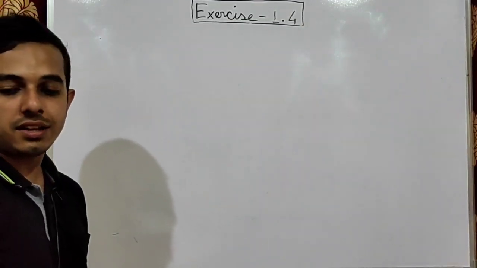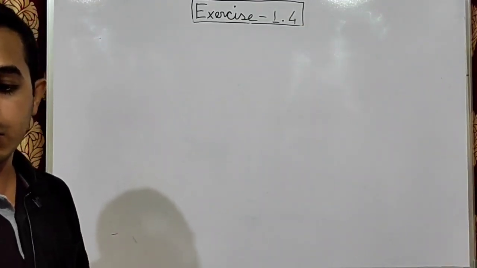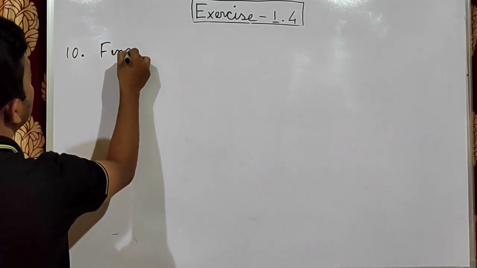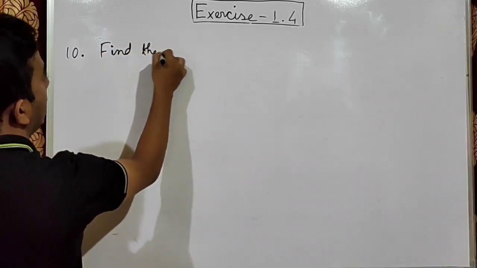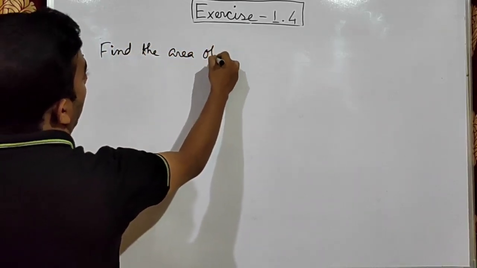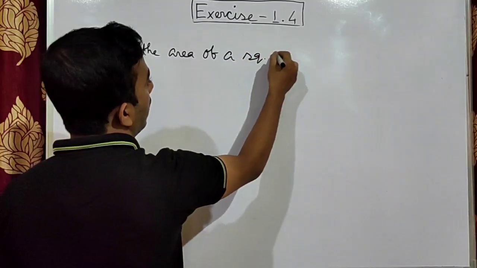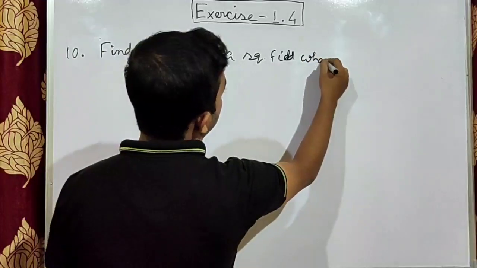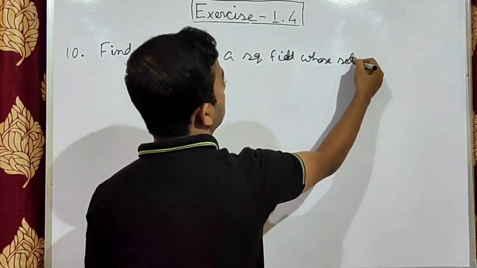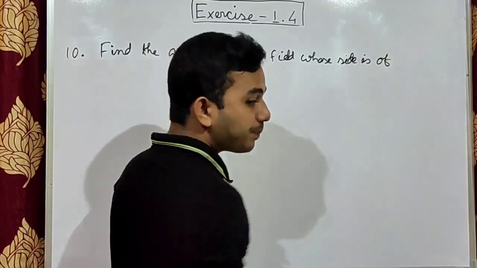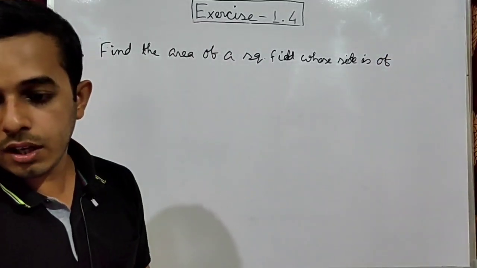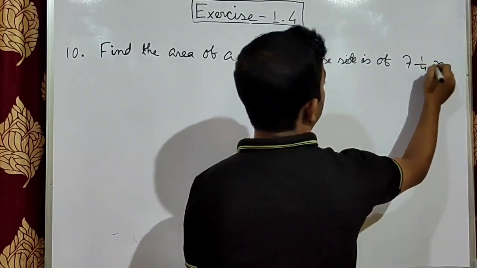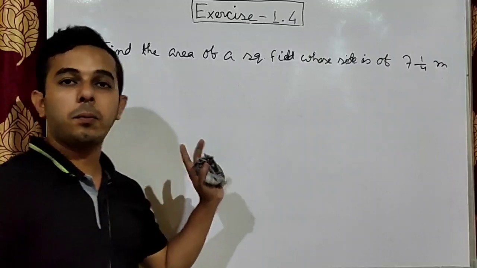So before that, let us write the question. Question number 10. Find the area of a square field whose side is 7 1 by 4 meter. So this is in mixed form. This is very, very important question.